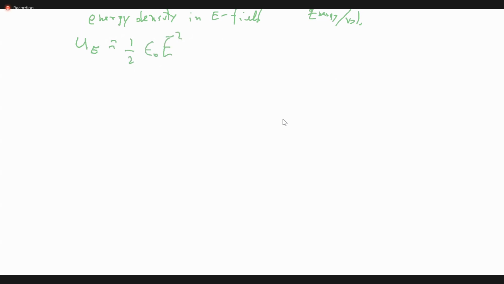For an EM wave, for an electromagnetic wave, that would be 1/2 epsilon 0. We also determined in the previous lecture that the amplitude E0 or E was equal to the speed of light times B. So this is from last lecture. So that would then be 1/2 epsilon, whoops. Let me clean that up a little bit.